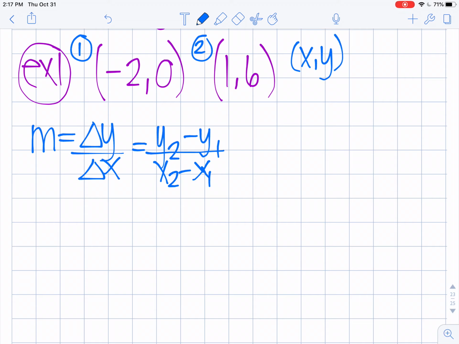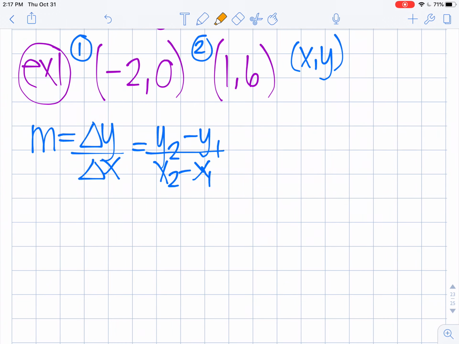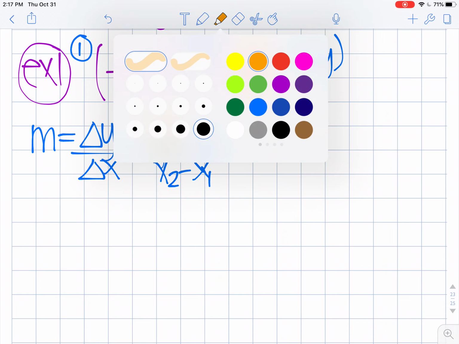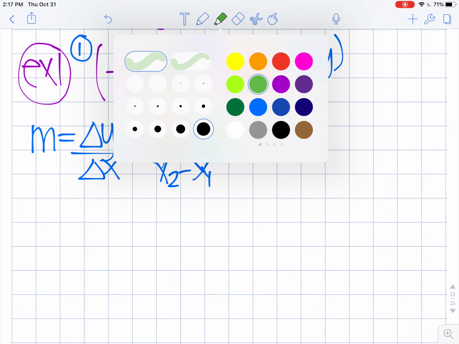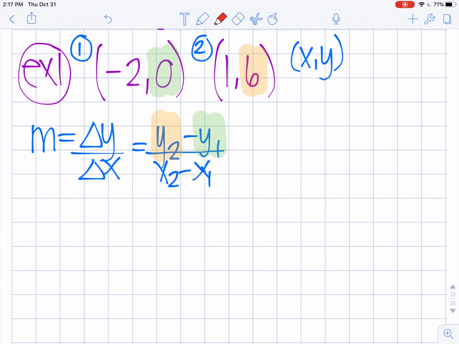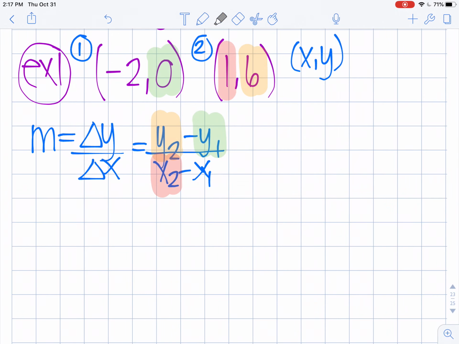In my point number 2, here, and I'll highlight this for you, my y value is 6. In my point number 1, my y value is 0. In my point number 2, my x value is 1. And in my point number 1, my x value is negative 2. So I'm going to fill this in.